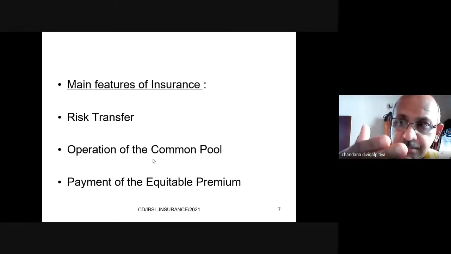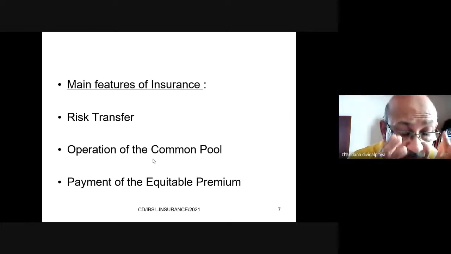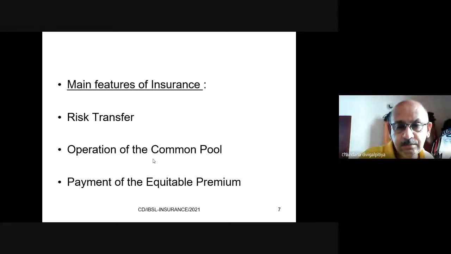So basically before you move to third party you have to pay yourself. So that is the risk you transfer in a motor policy. Then what is the risk you transfer in a life policy?